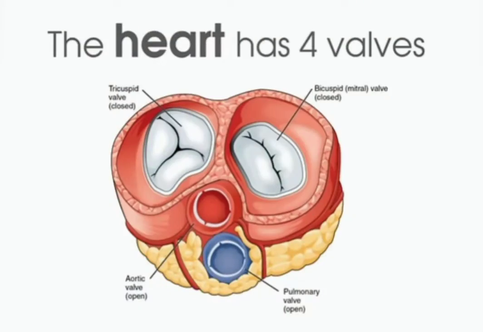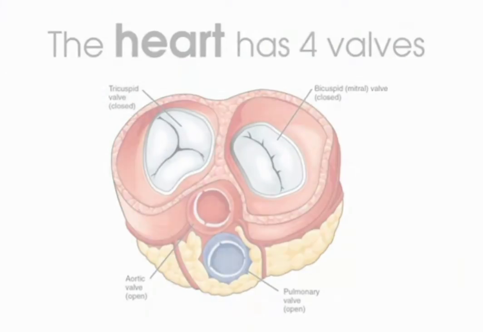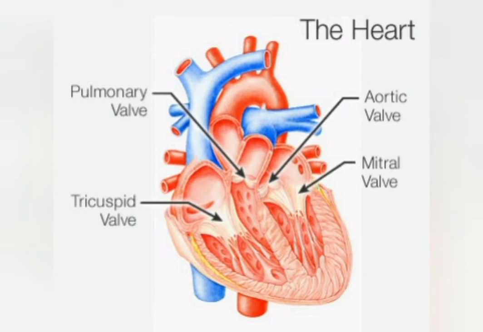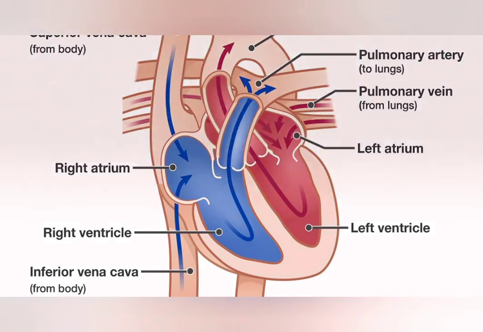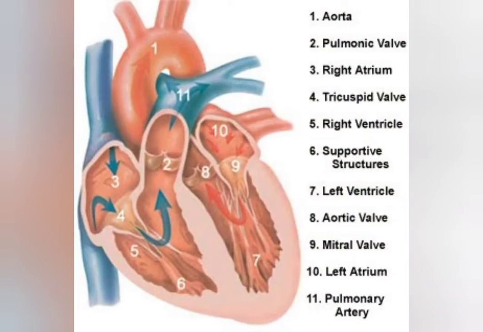The tricuspid valve is present between the right atrium and the right ventricle. The bicuspid valve is present between the left atrium and the left ventricle. The pulmonary valve is present in the pulmonary artery. The aortic valve is present in the aorta, which supplies oxygenated blood to the rest of the body.